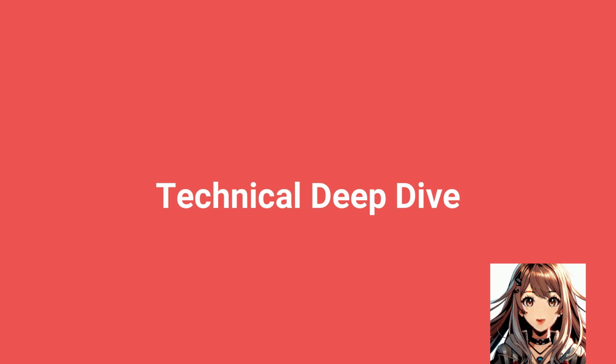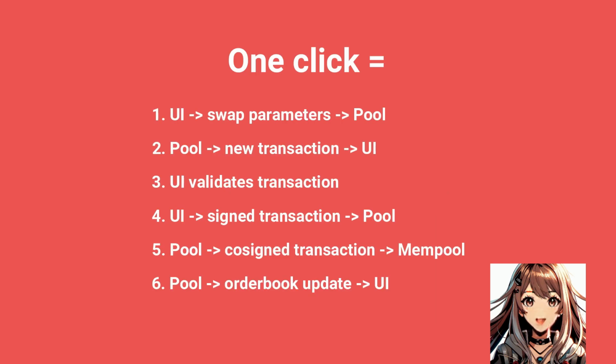Now let's do a technical deep dive of what happened in the second that Bob created his first sell order. For Bob, he just clicked the sell button and an open order appeared. But there are actually 6 steps that happened. Step 1. After clicking sell, Bob's background agent requested a new swap order transaction from the Crystal Pool.